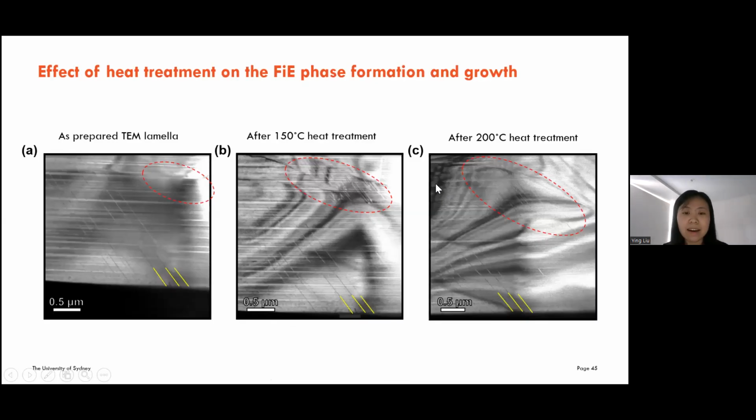Also, we found that heat treatment may influence the creation of this kind of translational boundary. Here is an as-prepared TEM lamella, and this one is the same lamella, but after 150-degree heat treatment. We found there appear a lot of translational boundaries near the domain wall. Here is a domain wall. And after 200-degree heat treatment, the translational boundary further grows.